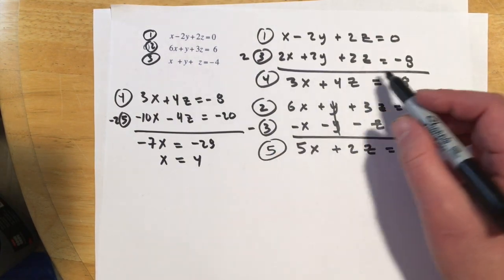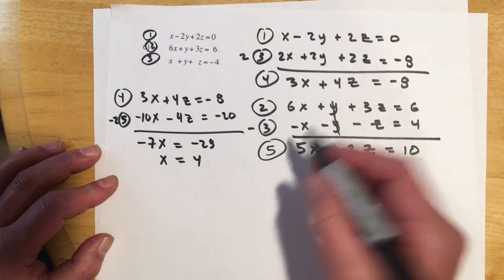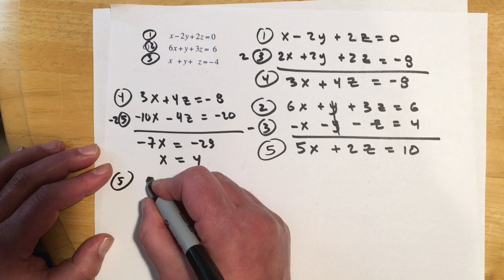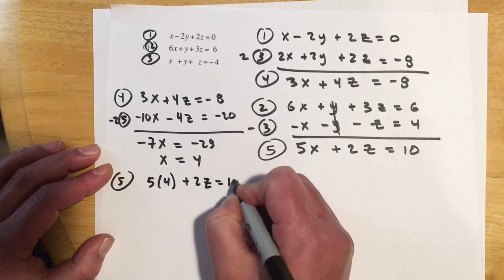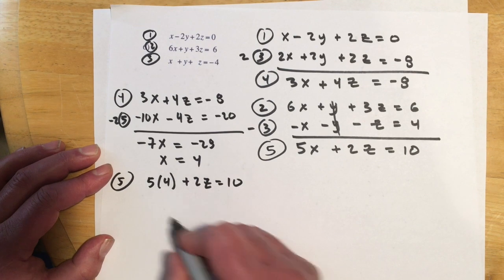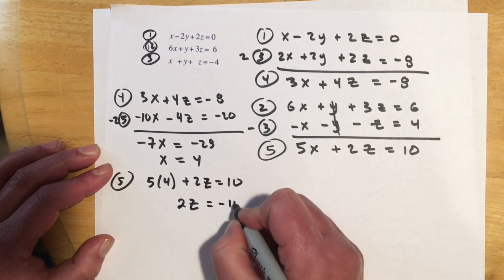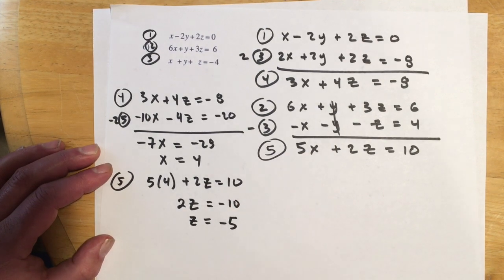Once I have my first answer, now I can come back to either of these equation 4 or 5. So I'll go ahead and pick 5, again, arbitrary. I could put it in 4, I get the same answer. So 5 times 4 plus 2z makes 10. So that's 20 subtracted over. 2z equals negative 10. And then divide, and z equals negative 5.